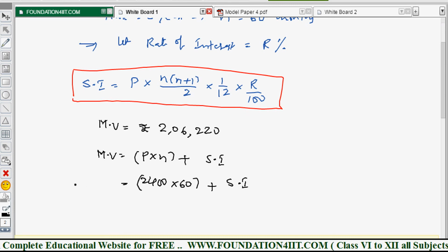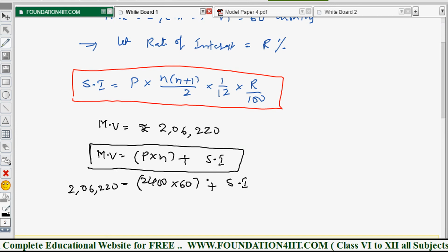Then the maturity value is already mentioned, that is 2,06,220. So this is also a formula. Using this, you will find out the simple interest first. That we can apply in this previous formula, then we will get the R value. Okay. Then 2,400 into 60, just multiply, take it to the other side and subtract.